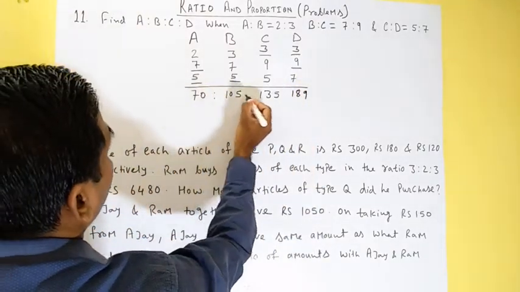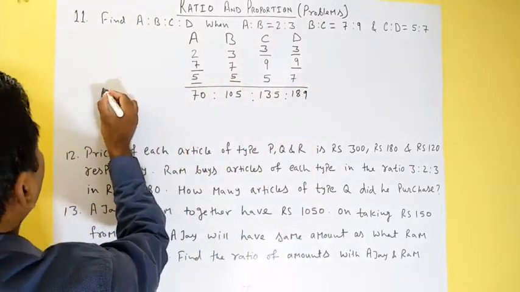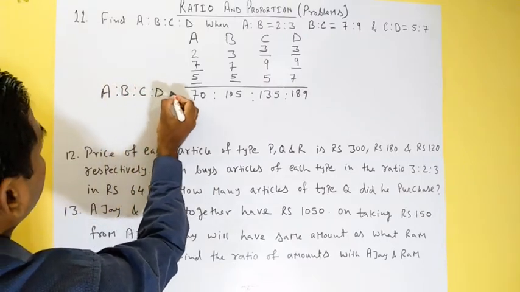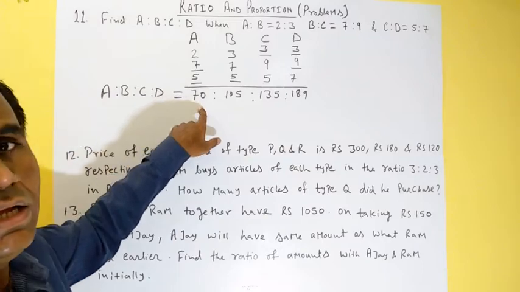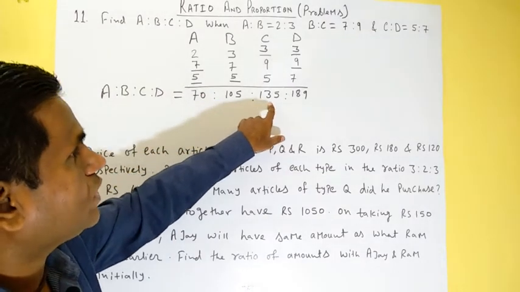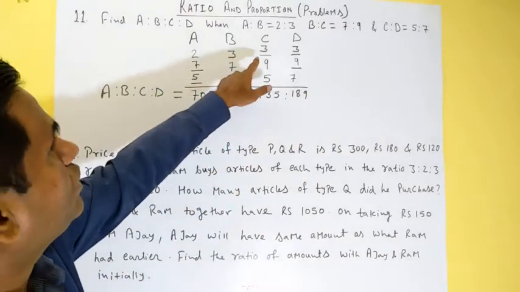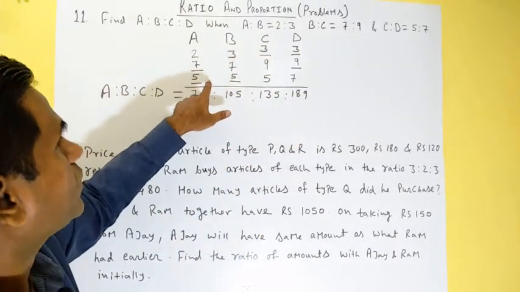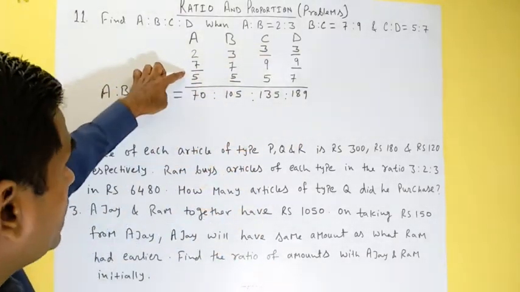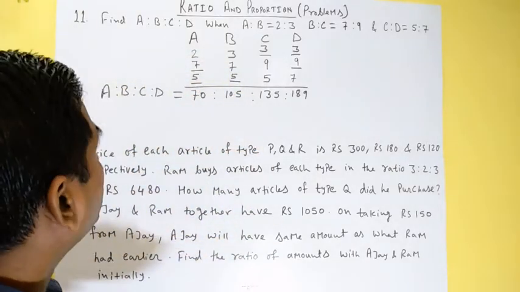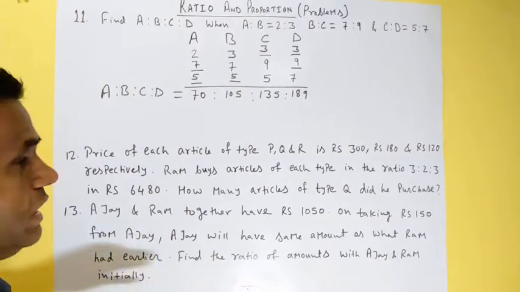So here we got the answer, which is A is to B is to C is to D is equal to 70 is to 105 is to 135 is to 189. Very easy solution, friends. You just have to remember this trick: fill the missing digits with the next digit. Now we have solved the 11th problem.